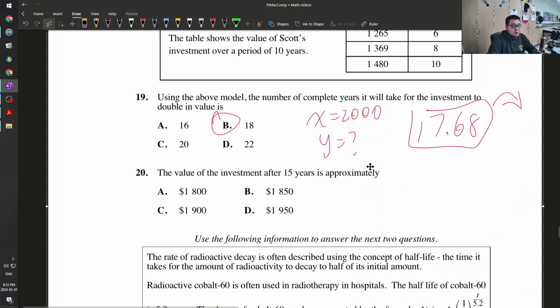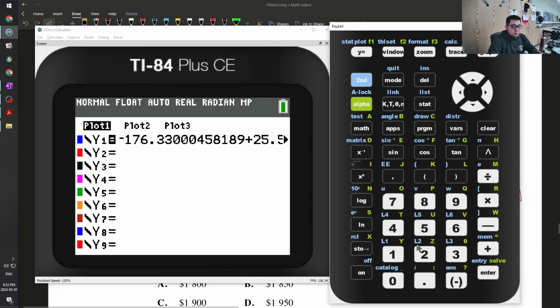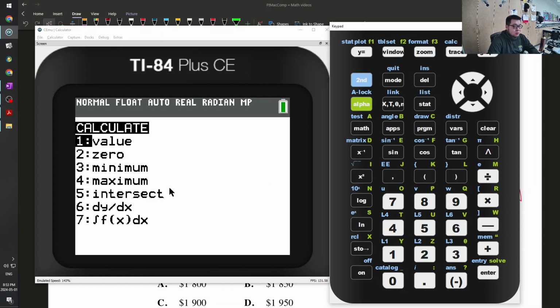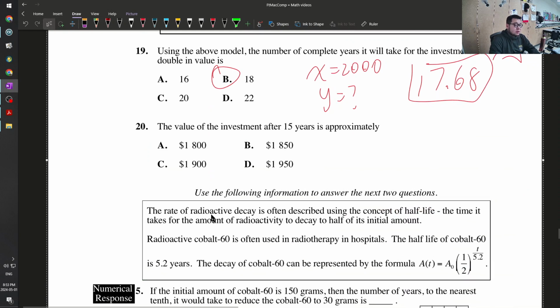After 15 years, that means my y is equal to 15. Okay, and then find the intersect right here. Second calc, 5 for intersect, enter. There is only one intersect, I don't have to guess. It is about $1,800.37.